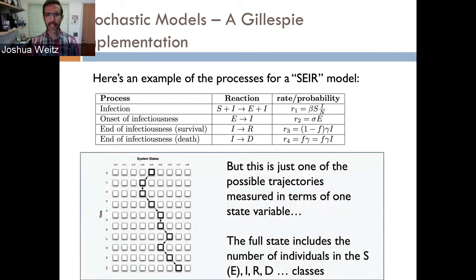The reality is that with these kinds of rates, we don't expect every trajectory to look the same. We have to think about measuring the system state. And here's just one example. If we had discretized the number of infectious individuals, maybe we start with 4, then we have 3 for a while, then 4, and we kind of move around almost like a Plinko. Of course, the full state includes the number of individuals in all of these classes. In an SEIR model: S, E, I, R, and D. For SIR, it would just be S, I, R. We have to think about the individual numbers in each one of these different classes.